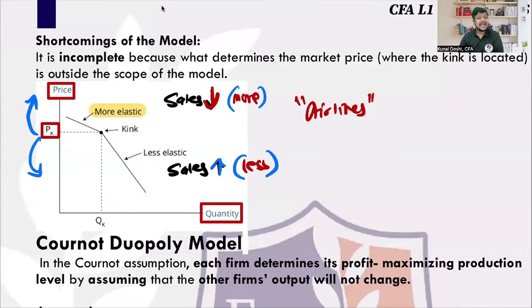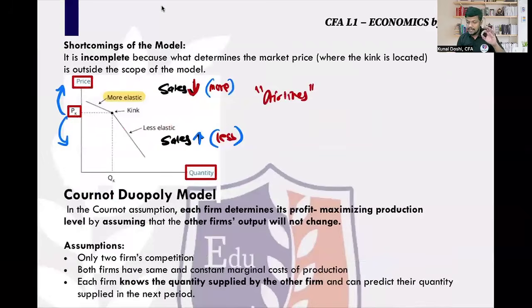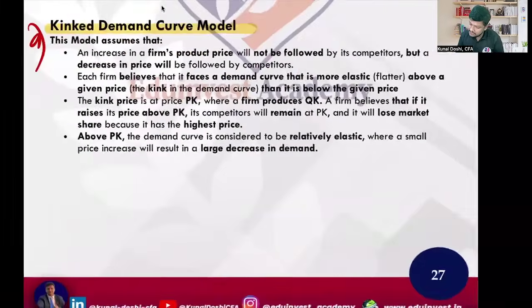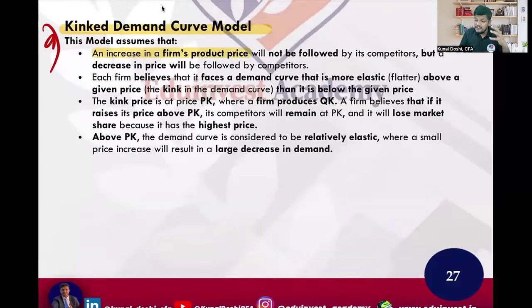This is the reason that the elasticity above and beyond this particular point, which is called the kink, is very much different. Understood? So that's why you don't see the demand curve in a linear format. It gets bent. That is what is called a kink. Got it? Now see the same thing I've written here. An increase in the firm's price will not be followed by the competitor, but a decrease in the price will be followed. So even if the firm faces a downward sloping demand curve, it is more elastic when the price is above the kink, meaning there will be a huge loss. But when the price is below the kink, it becomes relatively less elastic.